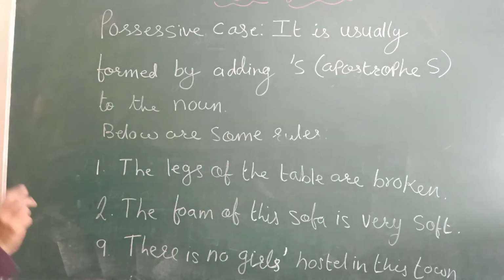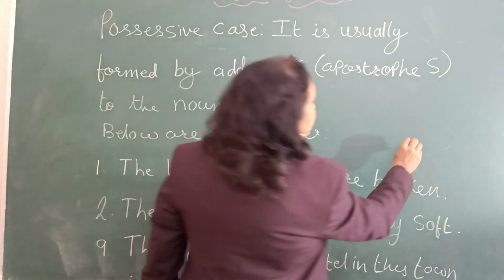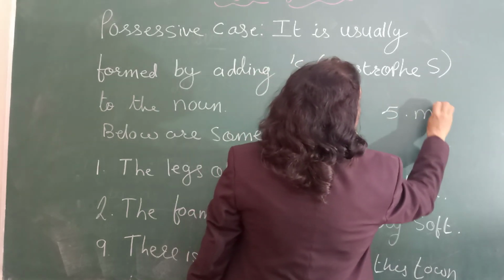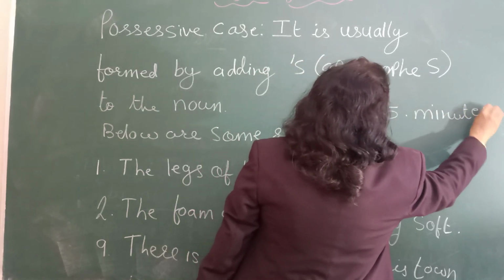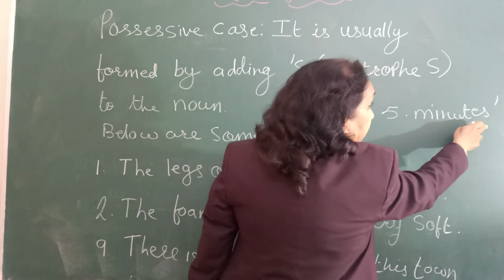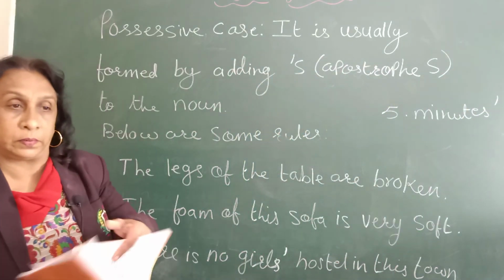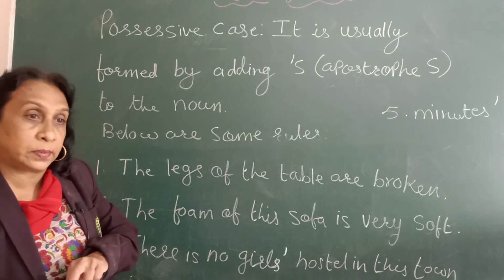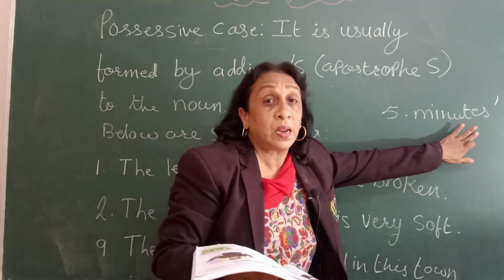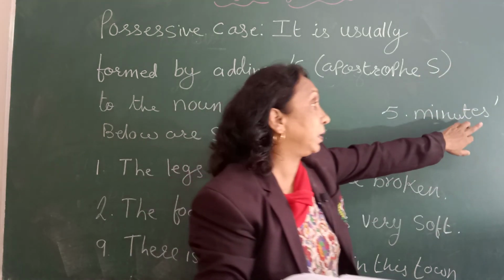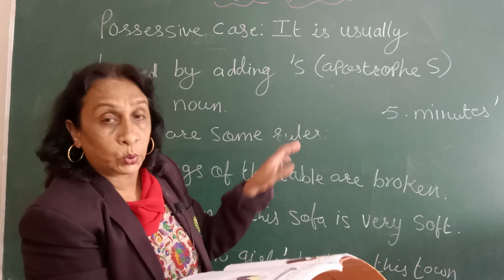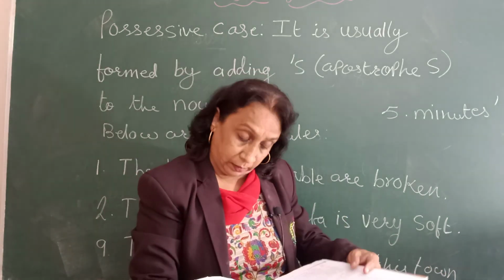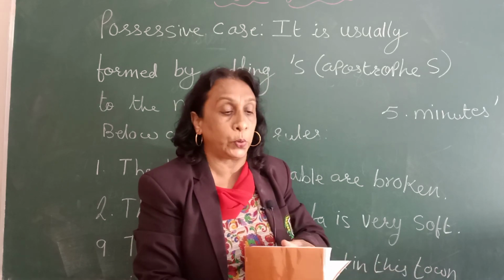Now here the sentence will be the same, but only after minutes, nothing is given. When you write the sentence, after minutes S, you give the apostrophe in example 5. I want to take a few minutes' rest. The word is ending in S, so we have to give the apostrophe after S. In the sentence, there is no change, only the apostrophe you have to give. Understood? So the rest of the sentences you write in your notebook.